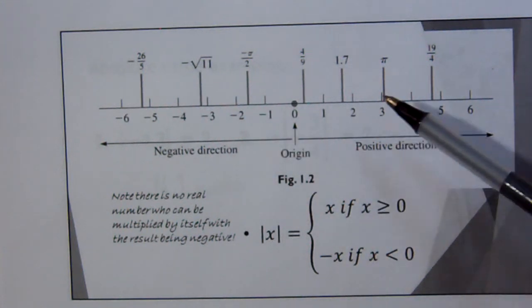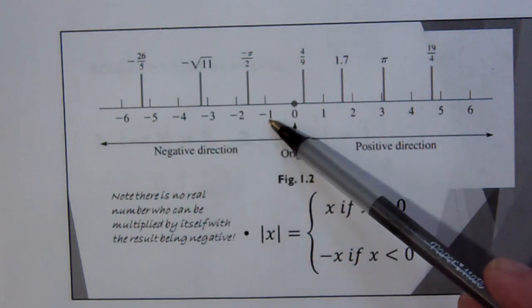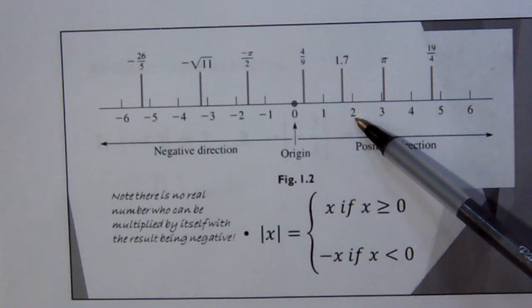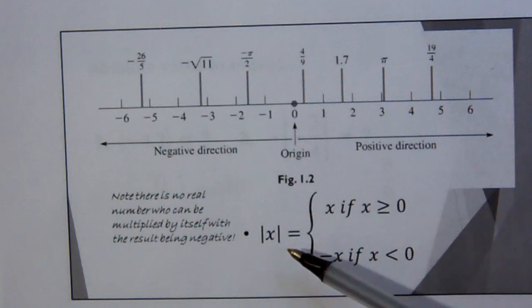Minus 3 is said to be less than minus 1 because it is further left. 2 is said to be greater than 0 because it is to the right of 0. Sometimes we talk about the absolute value of a real number. Here's the symbol, these vertical bars, which means the distance that number is from 0 regardless of the direction.